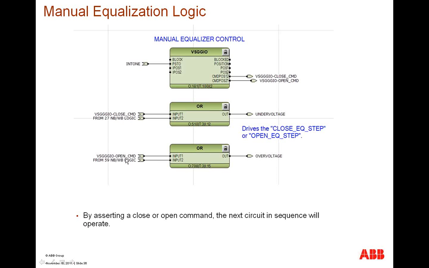And similarly, we have the open command coming from the DSG-GIO, which is our manual equalizing control switch, or the 59 narrowband wideband logic to define an overvoltage condition, telling the selector switch that we need to open the next circuit switcher in line.